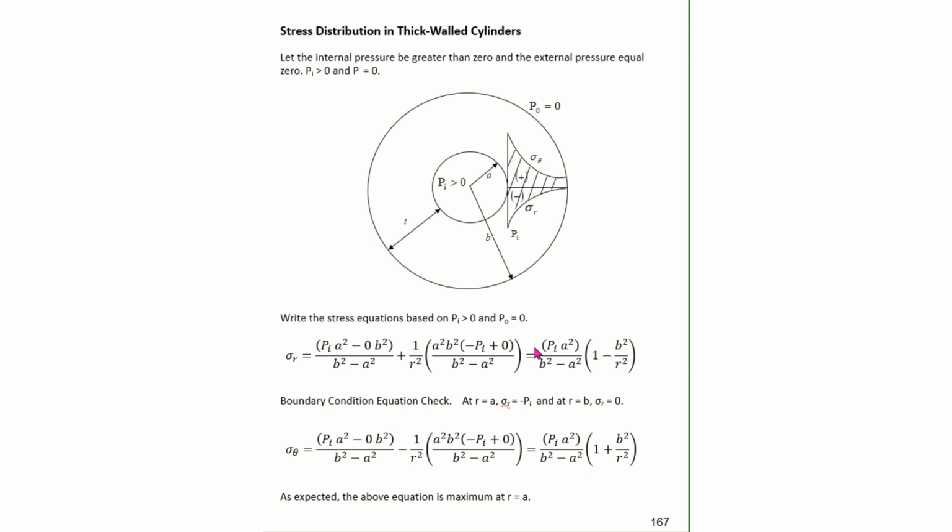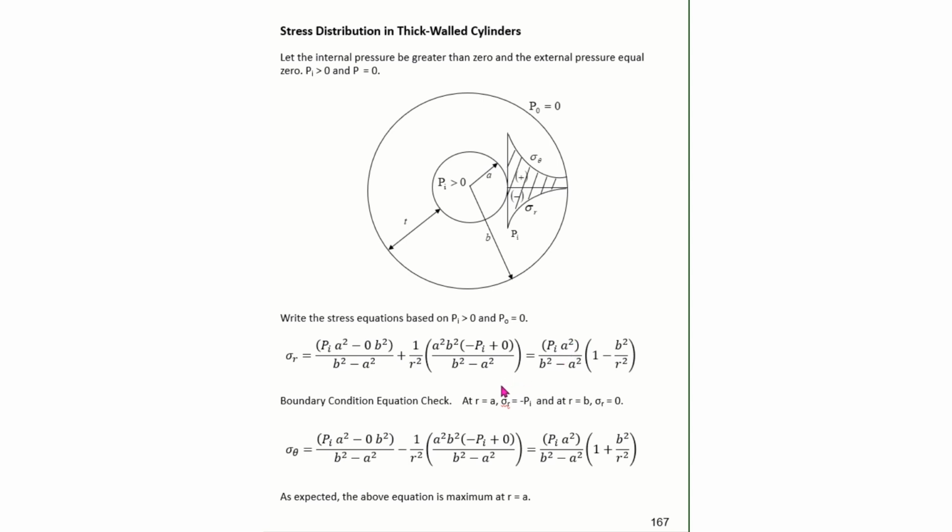If my radius is equal to B, I would have B squared over B squared, which would be 1. 1 minus 1 would give me 0. And so this shows that I have done the simplification right, and my boundary conditions are satisfied.